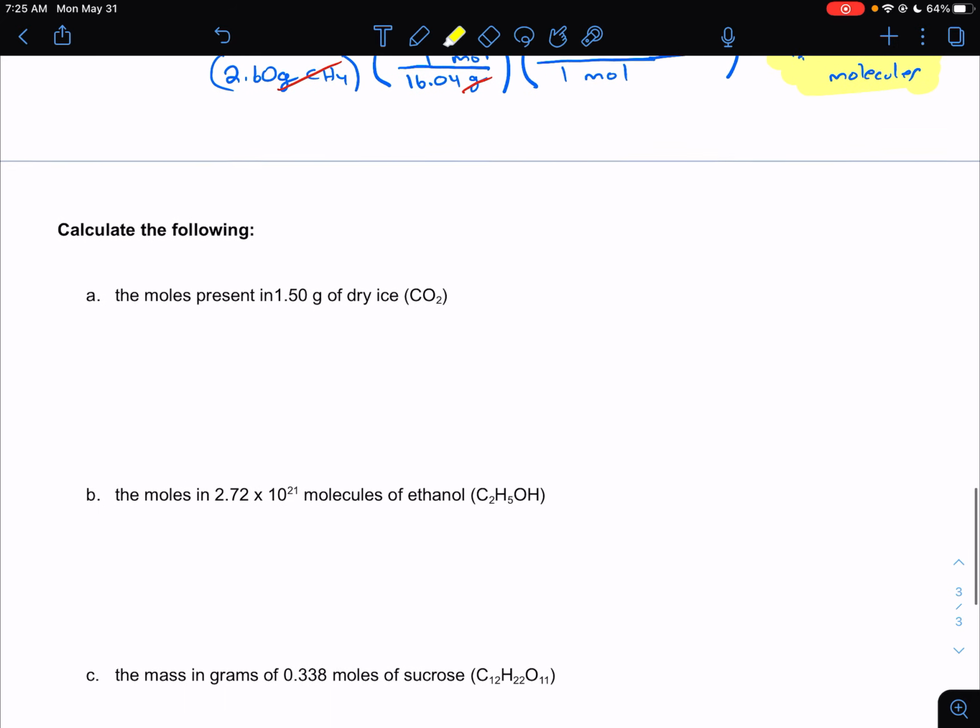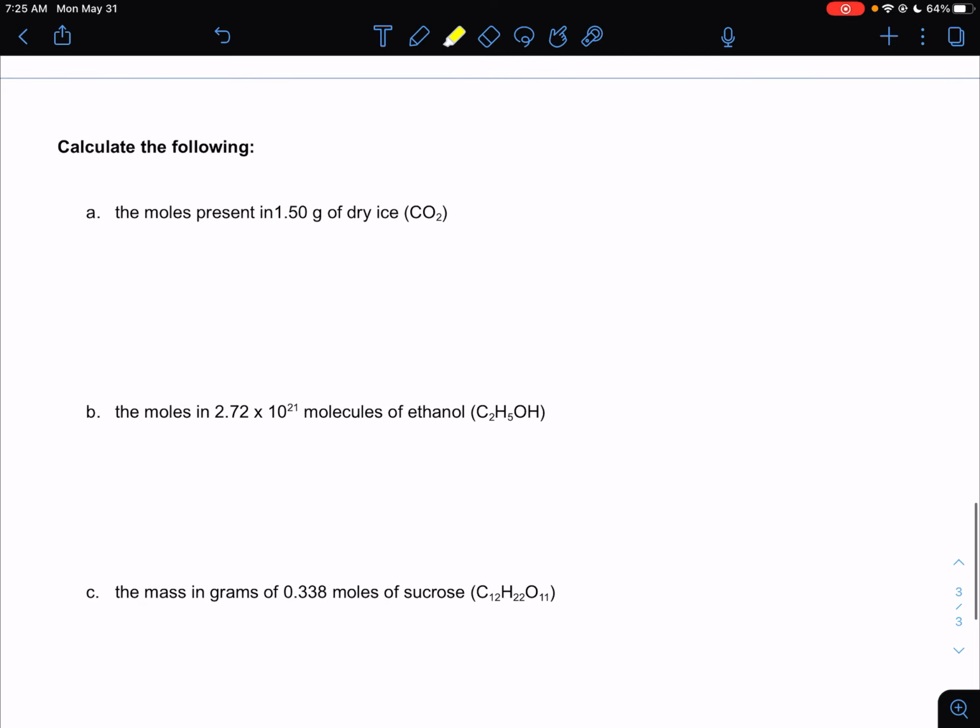All right. There's 3 more problems here. And so here we're asked to do a couple things. We're asked to convert the moles present in 1.5 grams of dry ice. All right, so we're given grams, so 1.50 grams. And we want to convert grams into moles of this CO2.